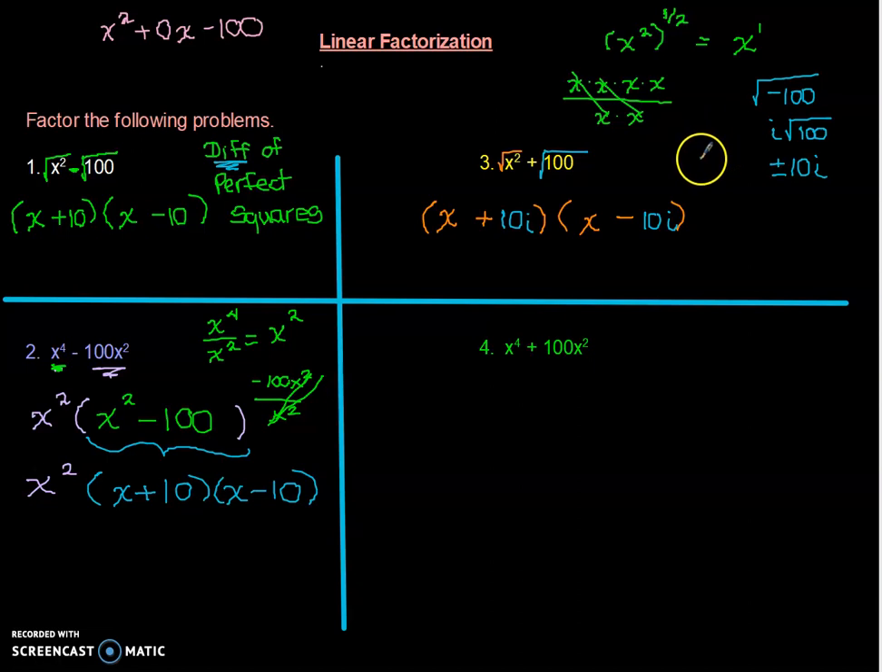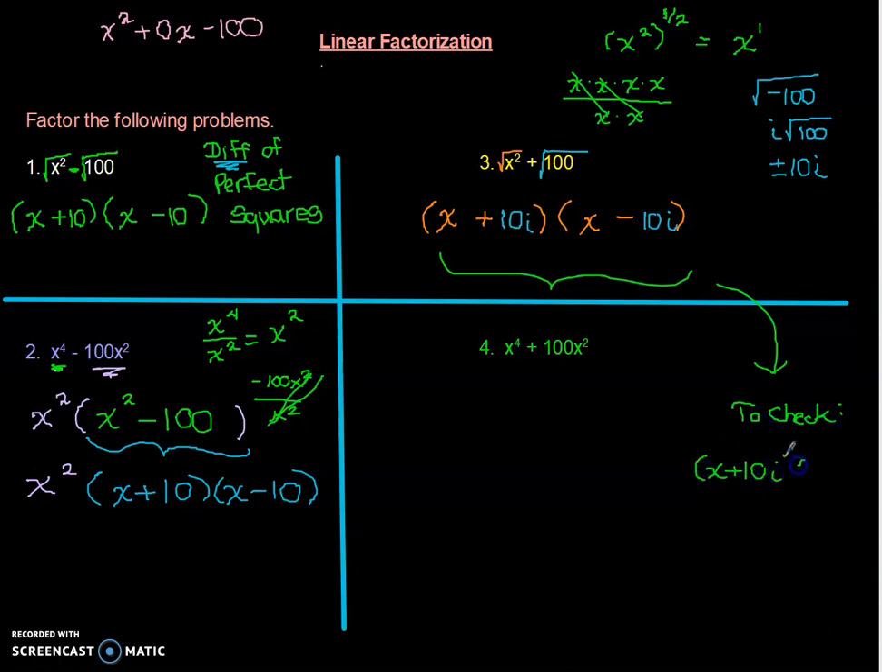So how do I know this is actually true? Well, this is the linear factorization, but I'm going to check it. I'm going to bring it here because I'm out of room. So again, to check any of your factoring, you can always use FOIL. So x plus 10i, x minus 10i.